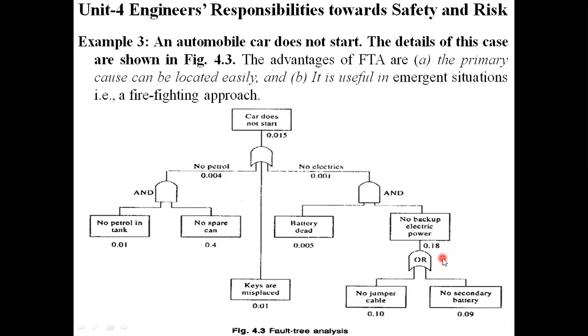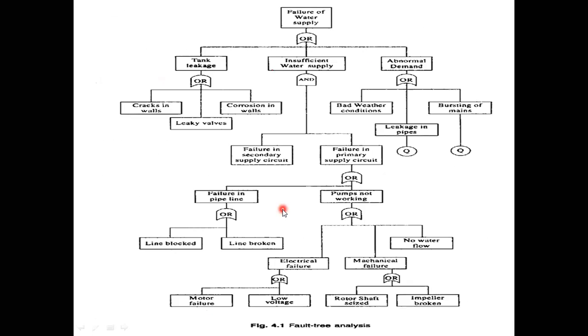Multiplying these two factors, we will get this probability function, and the AND probability. Like that the probabilities can be identified. For car does not start, the final probability I can accommodate is 0.015. Okay. These are the three cases we have seen here.